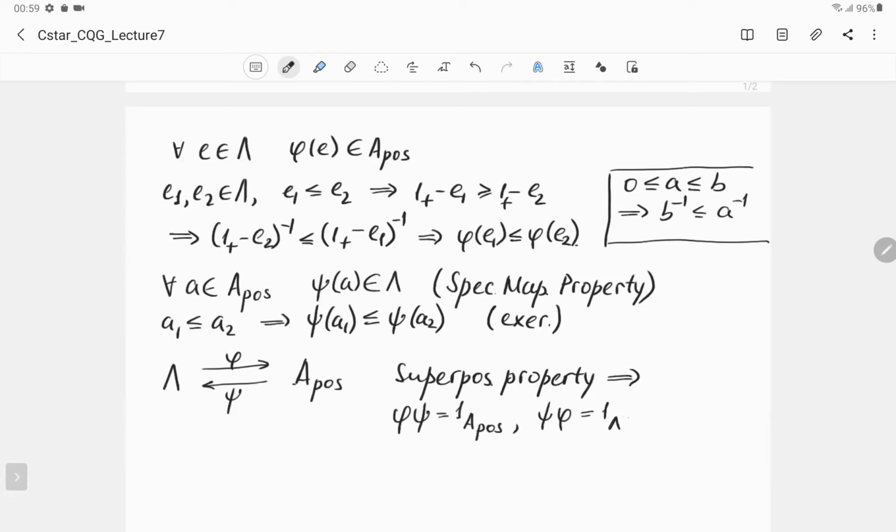So if we take the superposition of phi and psi as functions in arbitrary order, we get the identity map. And now the superposition property of the functional calculus shows that psi of phi of A is A, and the other way around. Okay, so this completes the proof of claim 1. So we have shown that lambda and the positive cone are order isomorphic. And so since the positive cone is directed, this implies that lambda is also directed.